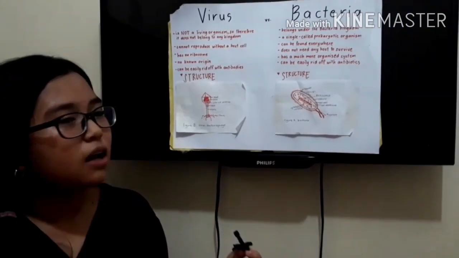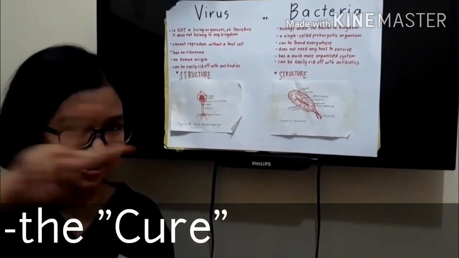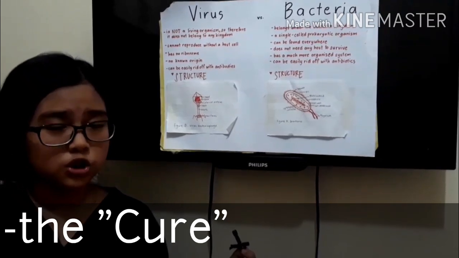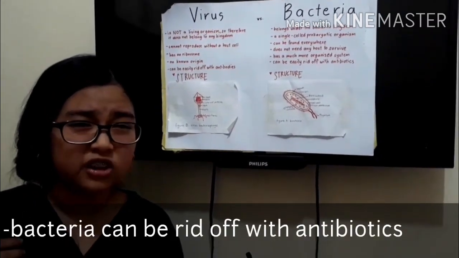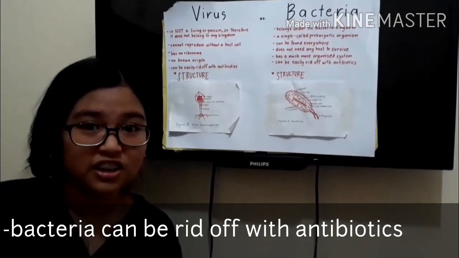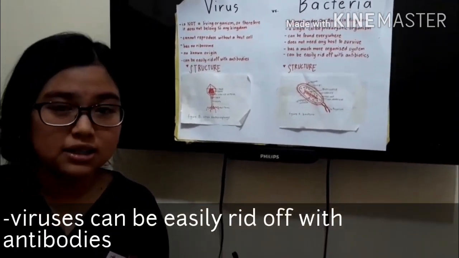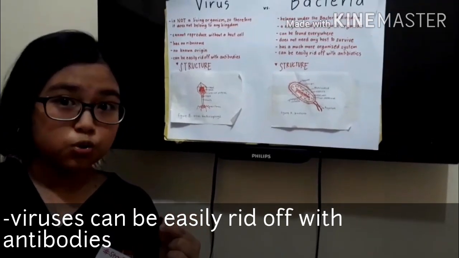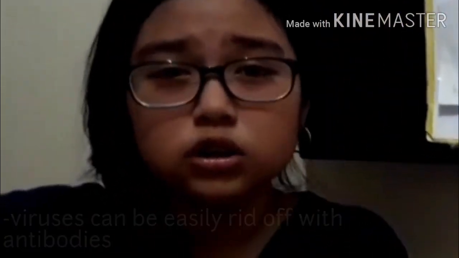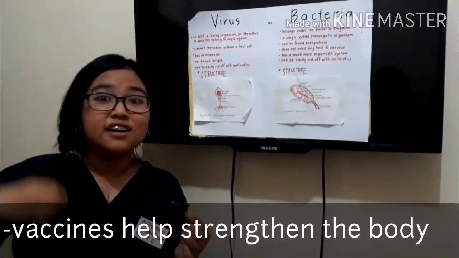Then, the final thing that I'll be talking about today is the cure. The cure. Now, bacteria can be easily rid of with antibiotics, which is a medicine, something that you take whenever you feel body pain, or an infection, a bacterial infection. And the virus, it can be easily rid of with antibodies. It's what our bodies produce. So we have it organically, natural, all fresh, all good. But sometimes our bodies are not strong enough to fight off the virus. So we have to take vaccines.